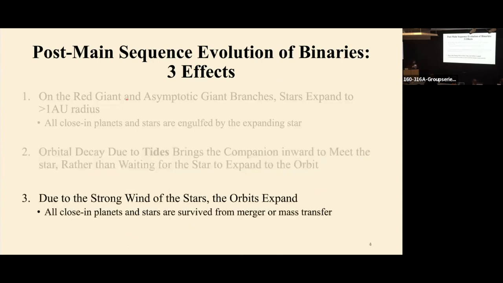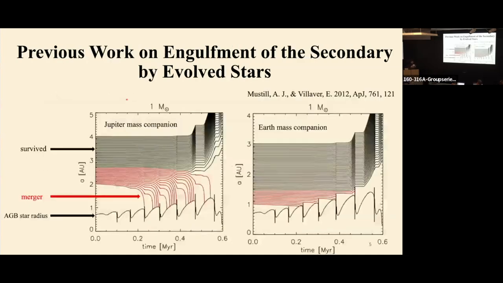And the third effect is that, due to the strong stellar wind from, let's say, an AGB star, instead of the system shrinking, the system will actually expand during the binary evolution. In this case, all the close-in binaries or stars will survive from merger or mass transfer. And let's see a real case, a real study for these three effects.